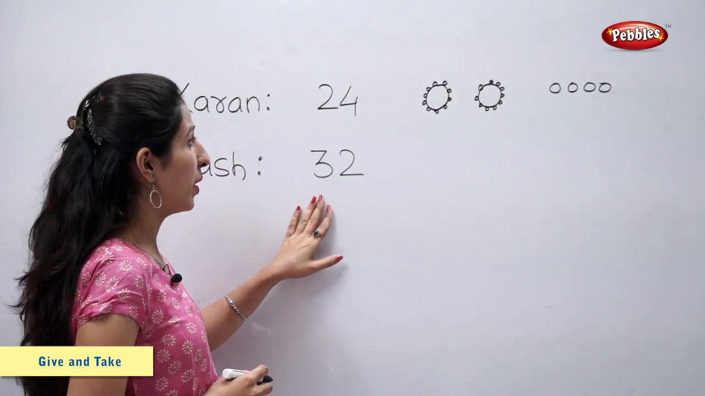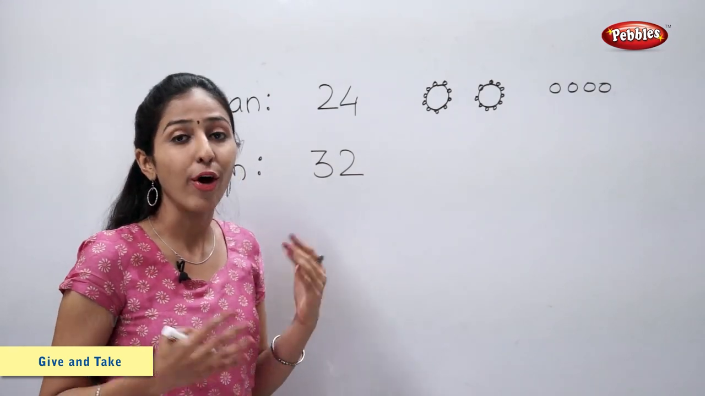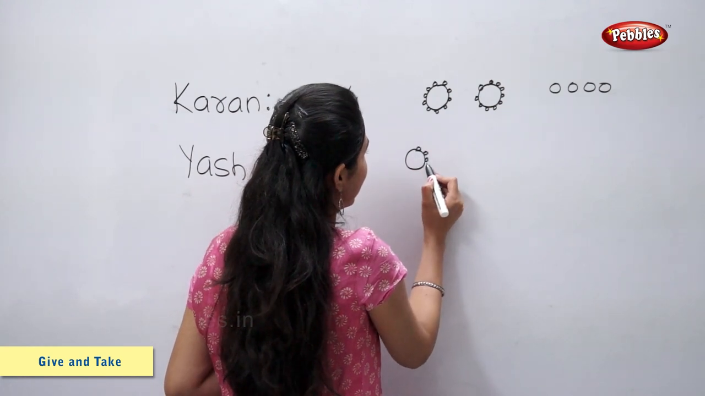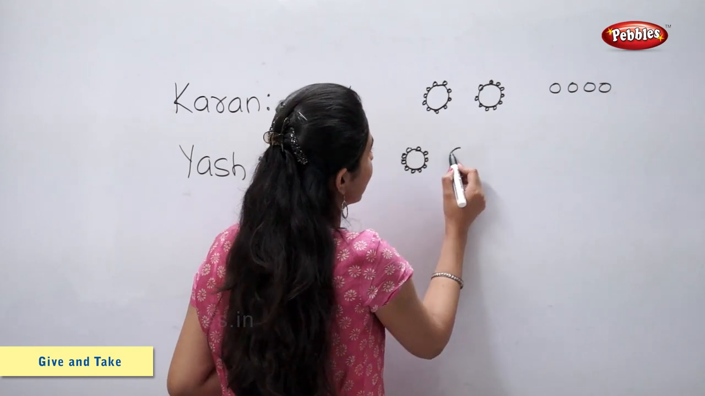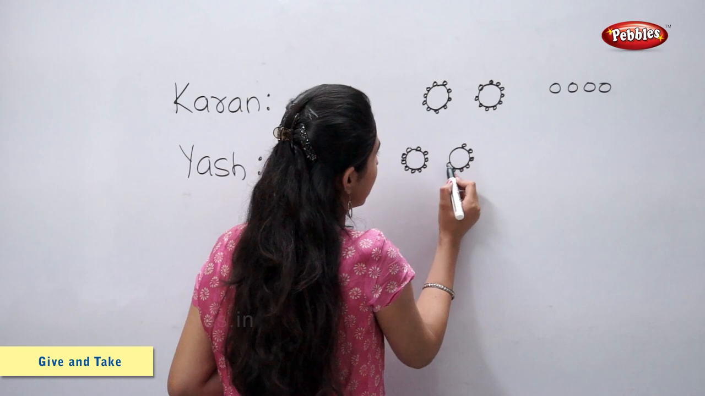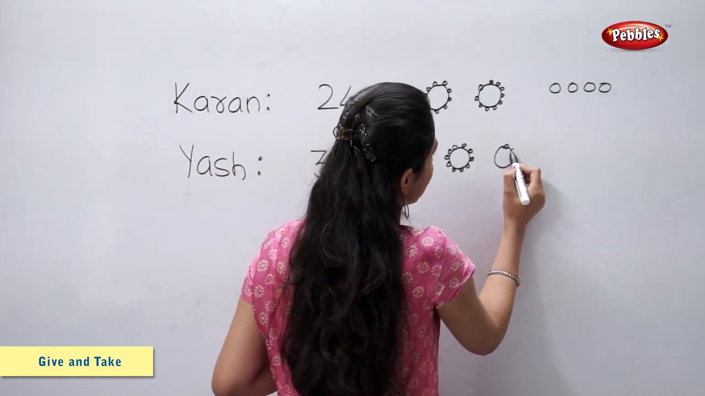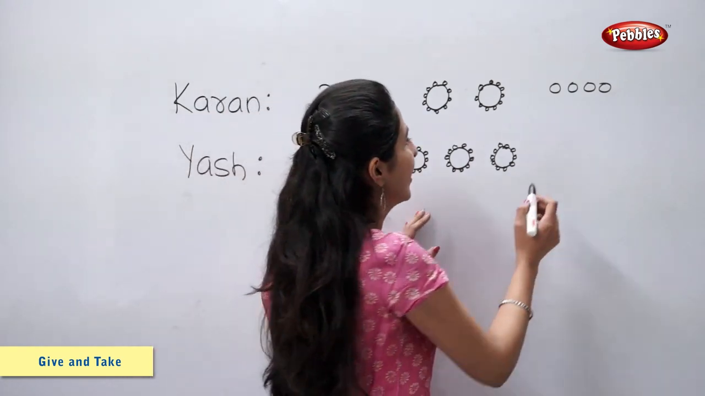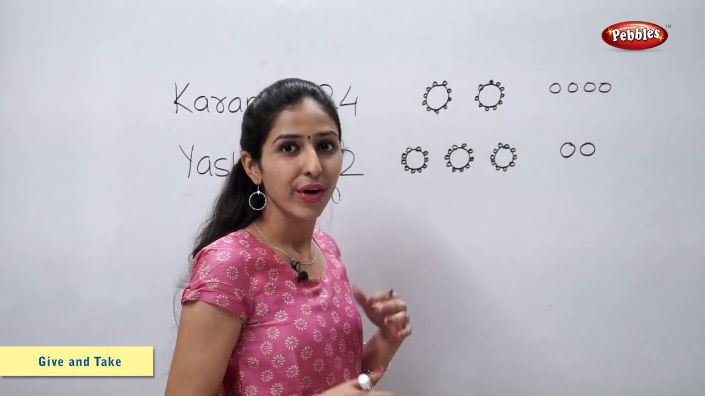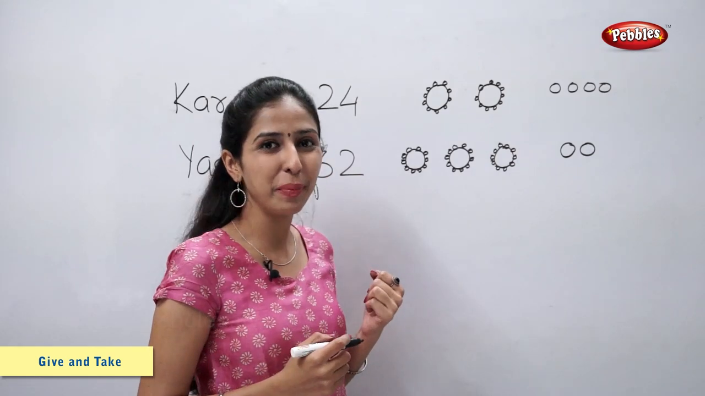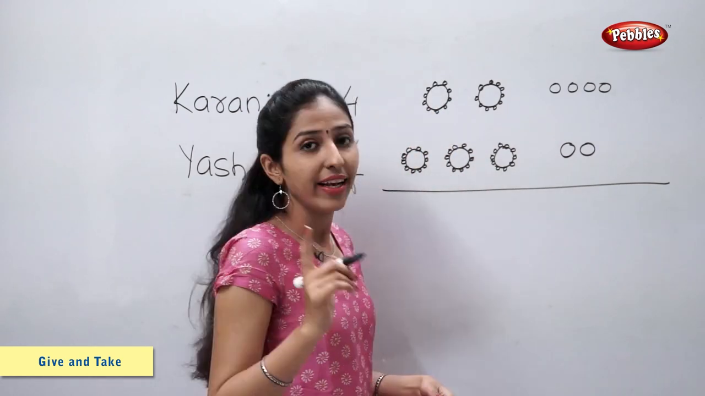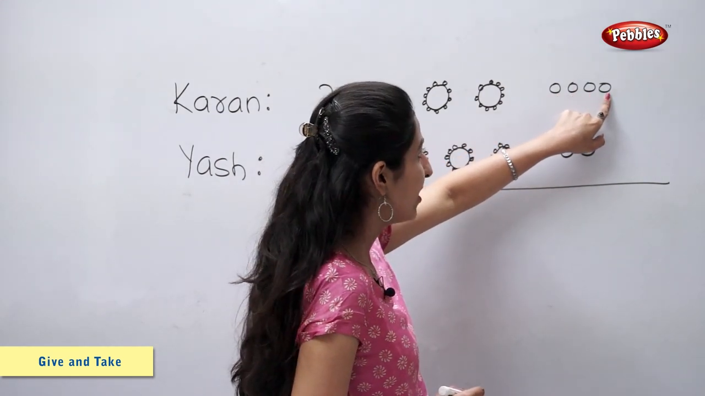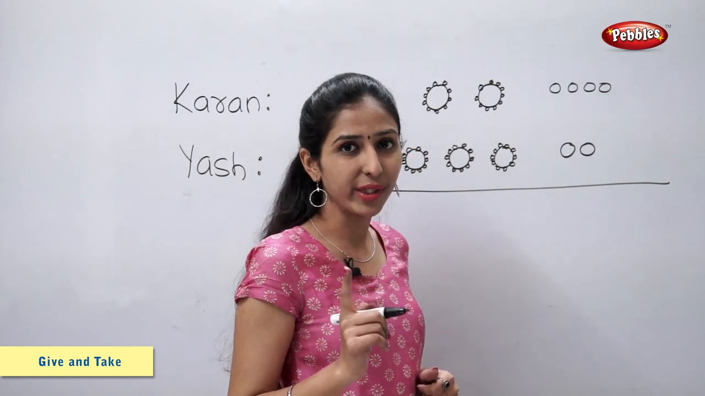Yash is having 32 pearls. That means he has 3 bangles of 10 pearls and 2 loose pearls. Now, let's find out total number of pearls. First, let us count loose pearls. 1, 2, 3, 4, 5 and 6. So, there are total 6 loose pearls.